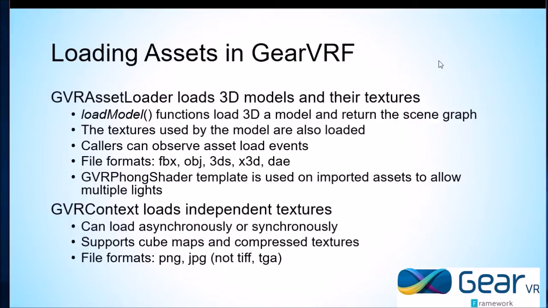Right now we support a number of different 3D file formats, and we're adding more all the time. The assets that are imported by the asset loader all use the GVR Phong shader template. And this is because this shader is the only one that will support multiple lights, and it also supports a lot of different texture mapping options. To load textures, you use GVR context, and textures can be loaded either asynchronously, or you can have your application just wait until the texture is loaded. We recommend asynchronous loading because then it lets your thread do something else while it's waiting for the texture to load. We support a number of different file formats, including cube maps and compressed textures, but it's notable that we do not support TIFF or Targa.